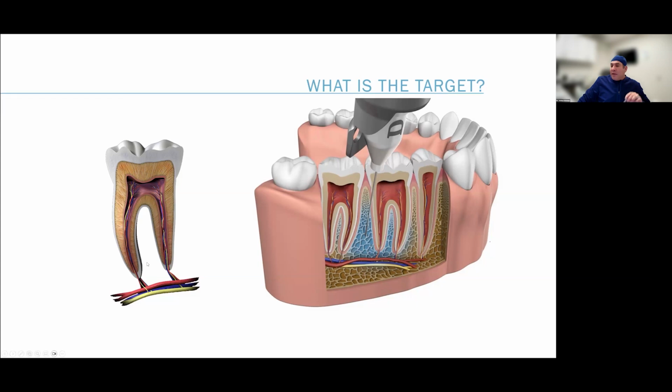where we want. I don't want it in the lip. I don't want it in the tongue. I don't want it on the face. I want to give that bolus as close to the apex of the tooth as possible. This is where I need to have my local.